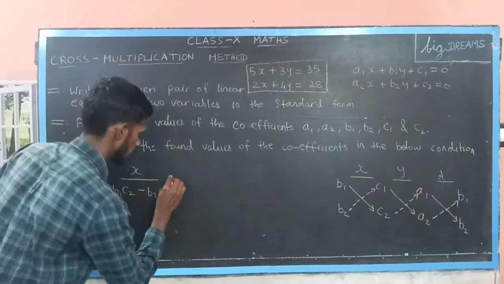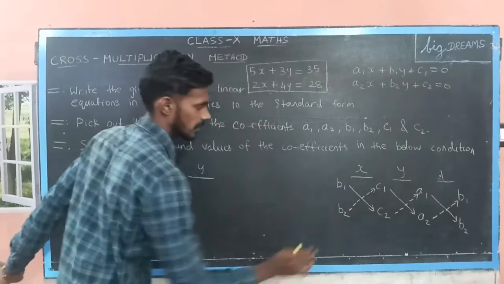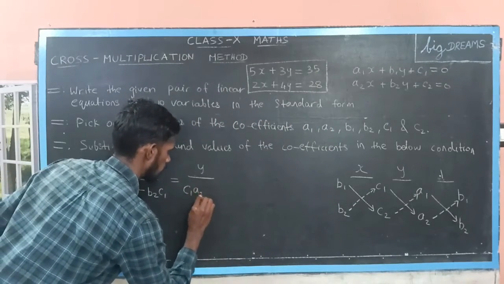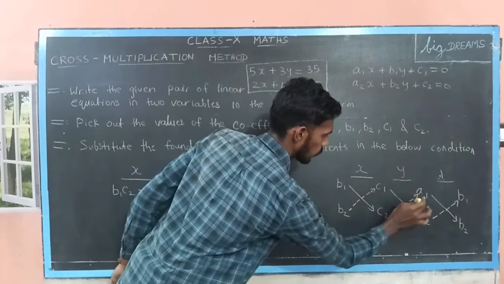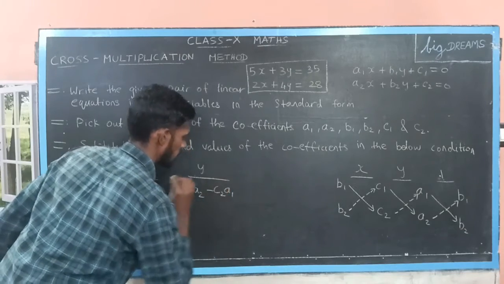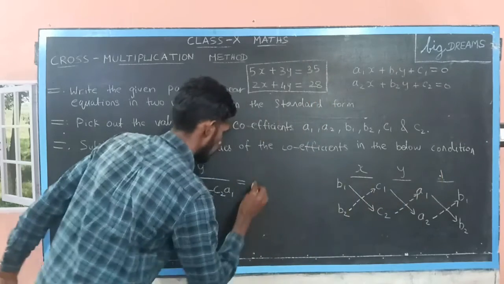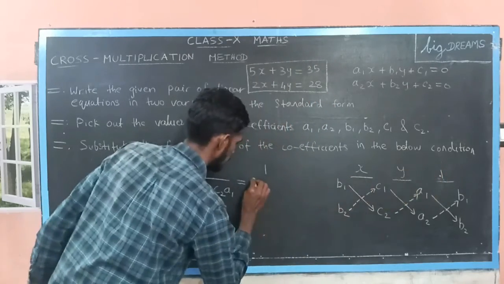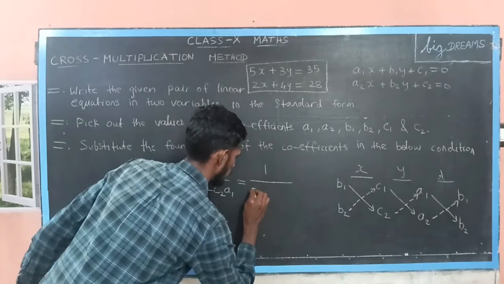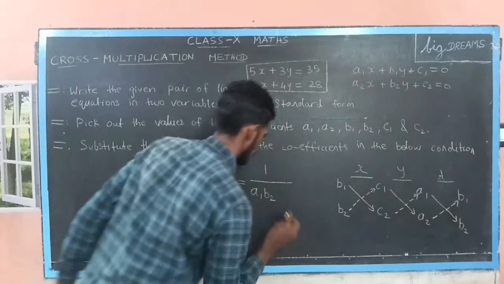Clear? Then is equal to y divided by c1 into a2, then minus c2 into a1. Is equal to, then constant term plus 1, right? So is equal to 1 divided by a1 into b2 minus a2 into b1.